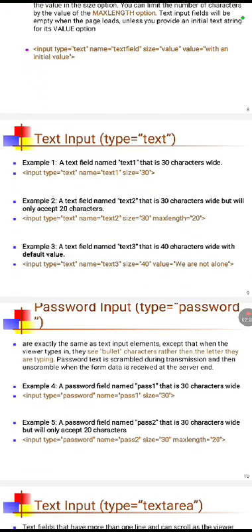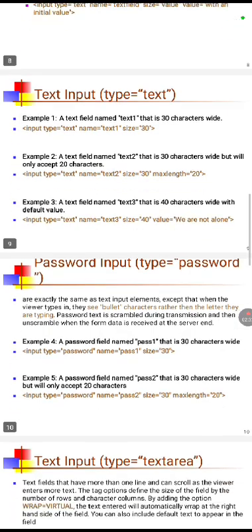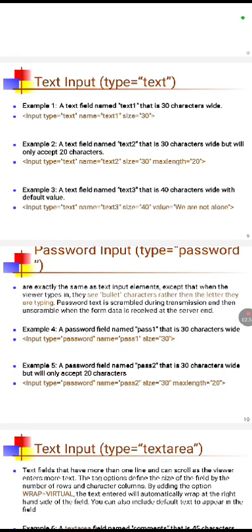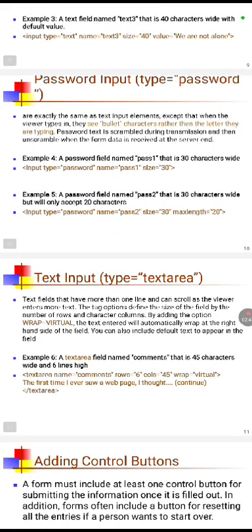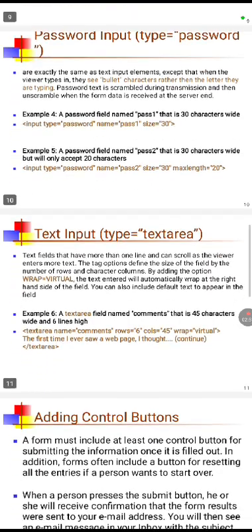Then the password field. When we use a password label, at that time we use password. Input type equal to password, name equal to pass2, that is a user value. Size equal to 30, maxlength equal to 30. These are all optional attributes. Then text area is mainly used in the address field.